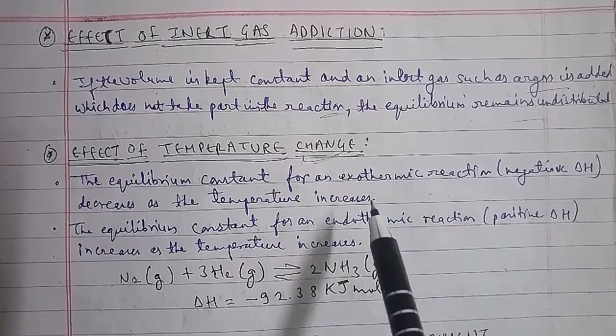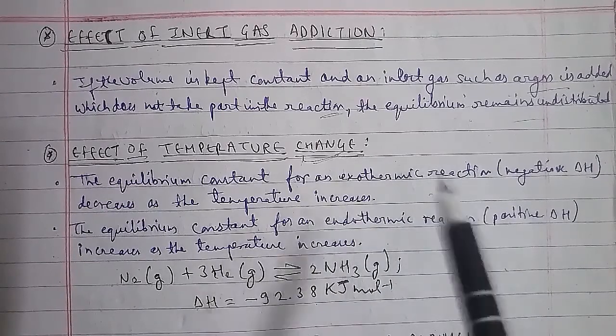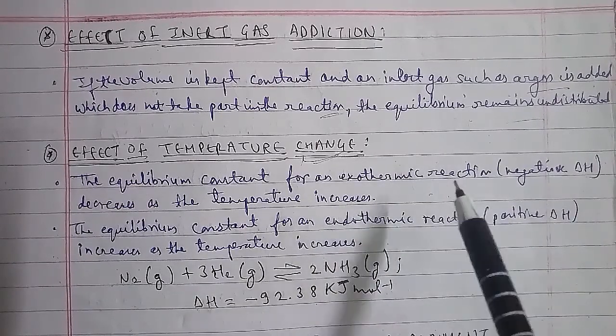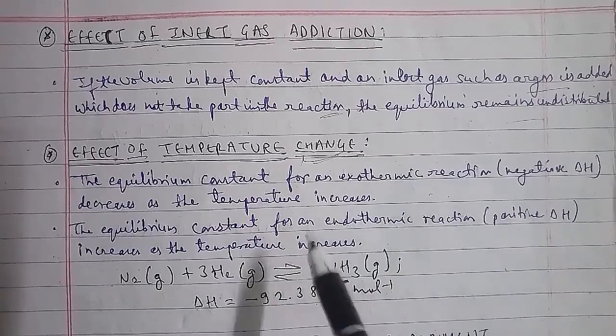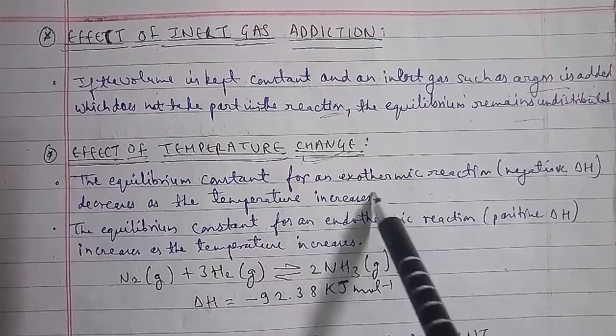We will go ahead with N2 in the form of gas plus 3H2 in the form of gas, that gives 2NH3, and the delta H for this is minus 92.38 kilojoule mole inverse.